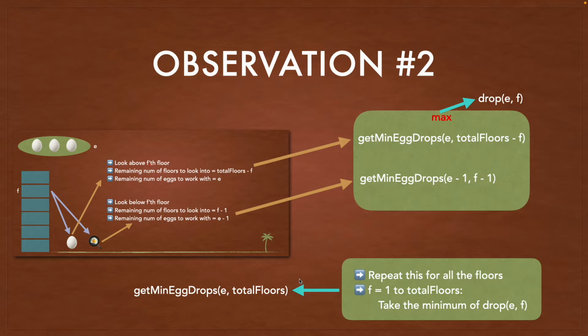Get min egg drops of E and total floors. What it means is that initially you have E eggs to work with and total floors number of floors to work with. This is your initial condition, and this is where the program execution is going to start. This is your recursive step. This is your problem, and these two are your subproblems. And you have the base cases where egg is 1 or floors is 0 or floor is 1.